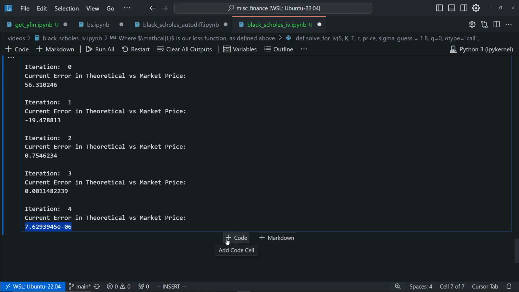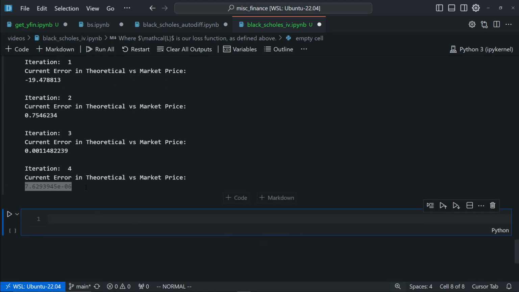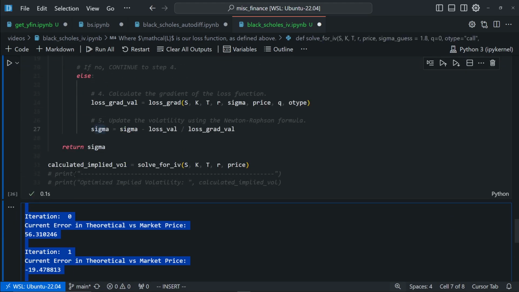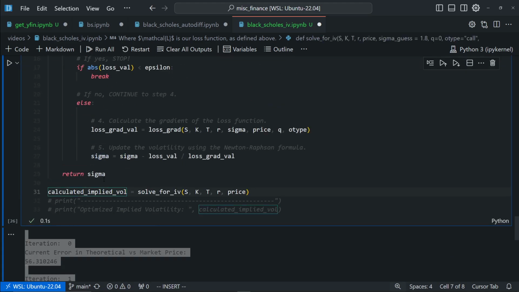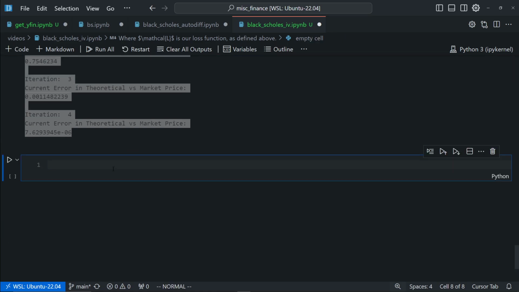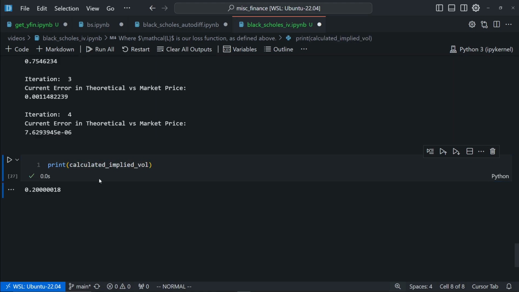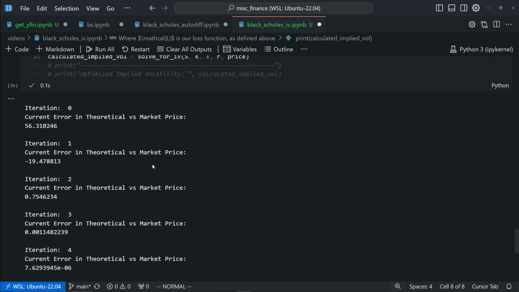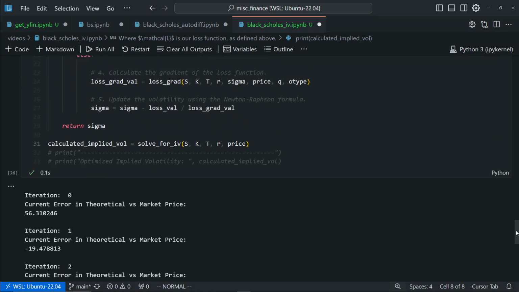So now all we need to do is print out the sigma, and we know that it should be 0.2, right? So if we print out, we return our guess for the implied volatility. So we can just print out calculate implied volatility. Let's do print. Calculate implied volatility, and you can see that we get the correct value of 0.2. So this is how you solve for the implied volatility using the Black Scholes formula.